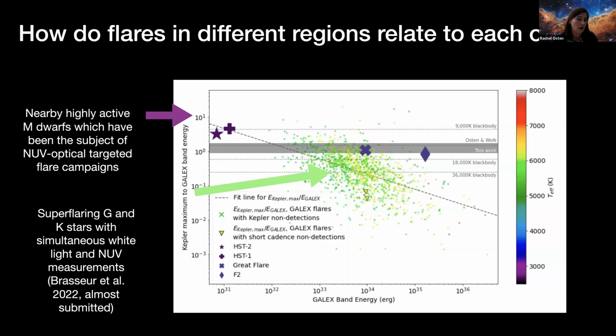And there's 4 points from the literature of pointed M dwarf multi-wavelength observations, where you can see we've reconstructed the appropriate ratio. There are some black body curves on this plot, which are often used to interpret the white light and the NUV, along with some more realistic radiative hydrodynamic simulations, which is the gray band. So M dwarfs agree, G and K dwarfs don't.